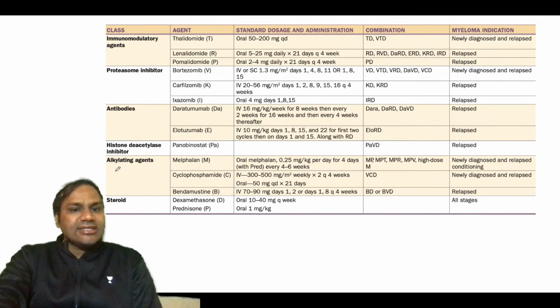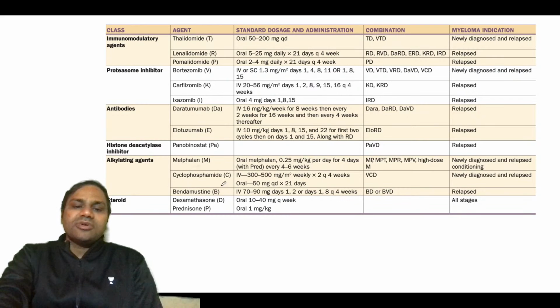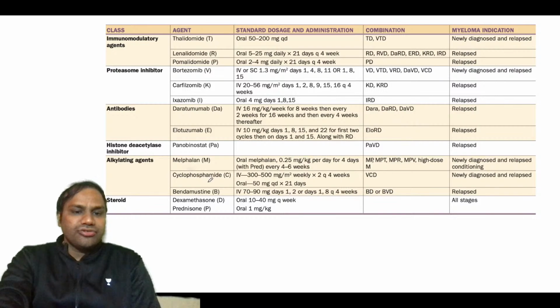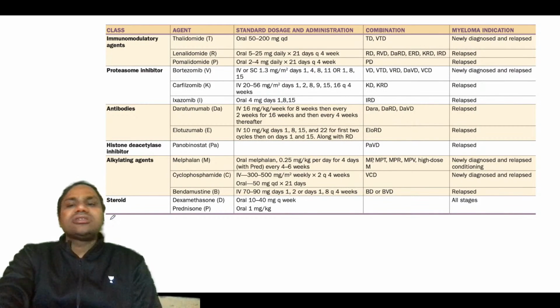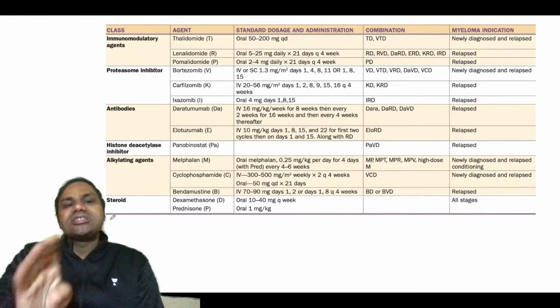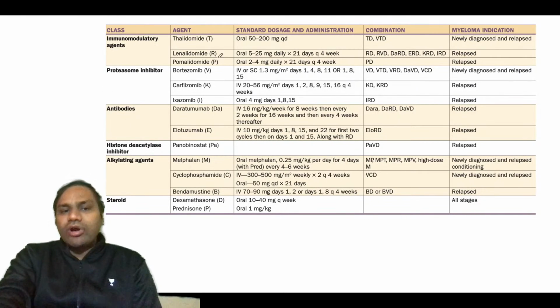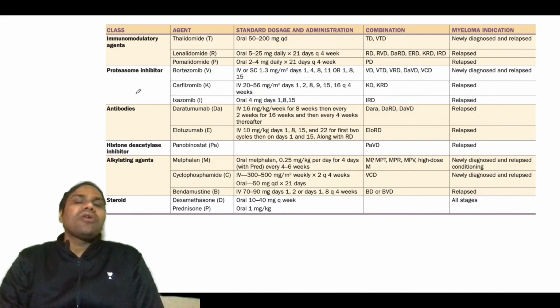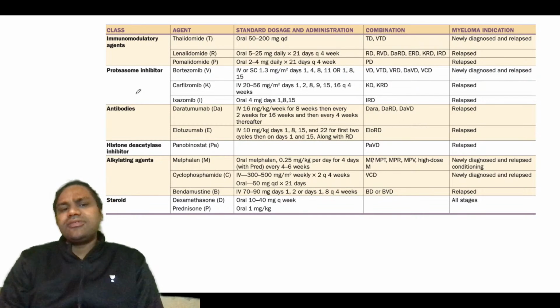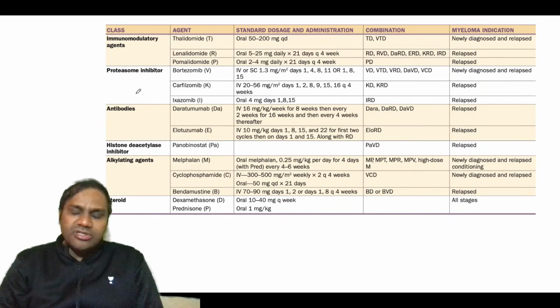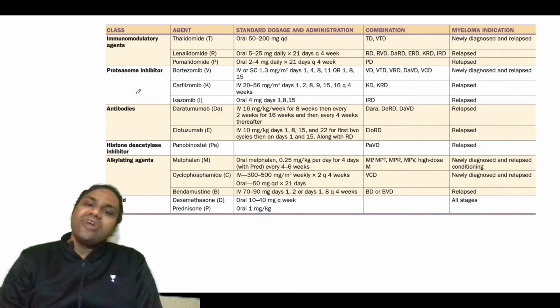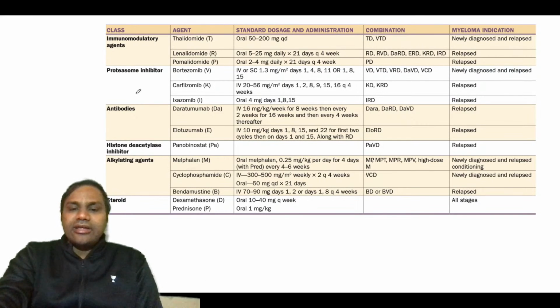There are alkylating agents like melphalan, cyclophosphamide, and bendamustine. Melphalan can be used in newly diagnosed cases, and cyclophosphamide can also be used in newly diagnosed cases. And obviously steroids are given in all stages, always with all these drugs. These are some of the important drugs used in treatment of multiple myeloma. You can read this table in your Harrison, it is very important.